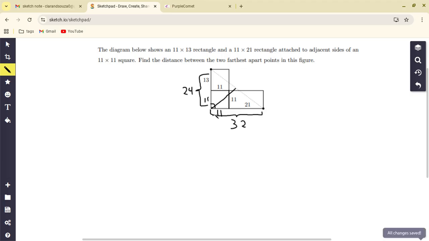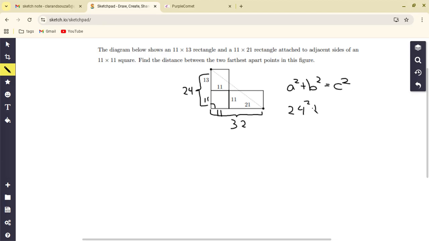So now using the formula, which is a squared plus b squared is equal to c squared, we can find out what the hypotenuse is. In this case, a and b are the legs, the other sides of the triangle, while c is the hypotenuse, or the longest side of the triangle. So we already know what a and b are. They're 24 and 32. So we can substitute them in.